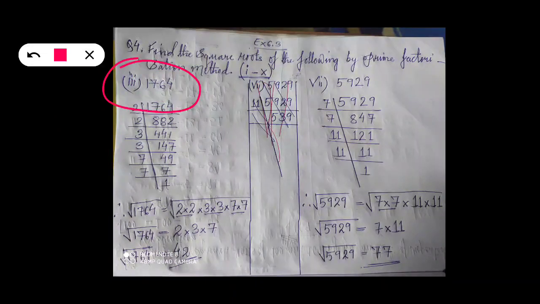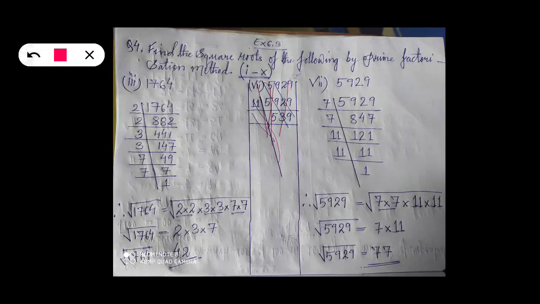Why have I started with Roman number 3? Because Roman number 1 and 2 were quite easy. That's why I started with Roman number 3. Now let's move to the next question of the same question number, Roman number 7. Now 5929.